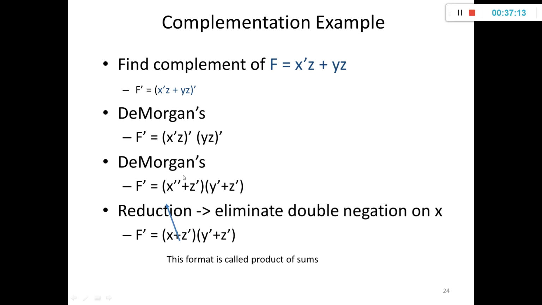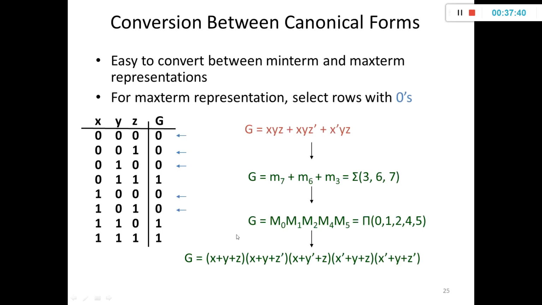So we have here x double bar plus z bar. Okay, next y bar plus z bar. So reduction: eliminate the double negation on the x. So what will it be? X plus z bar into y bar plus z bar. What is this format called? This format is called product of sum terms.